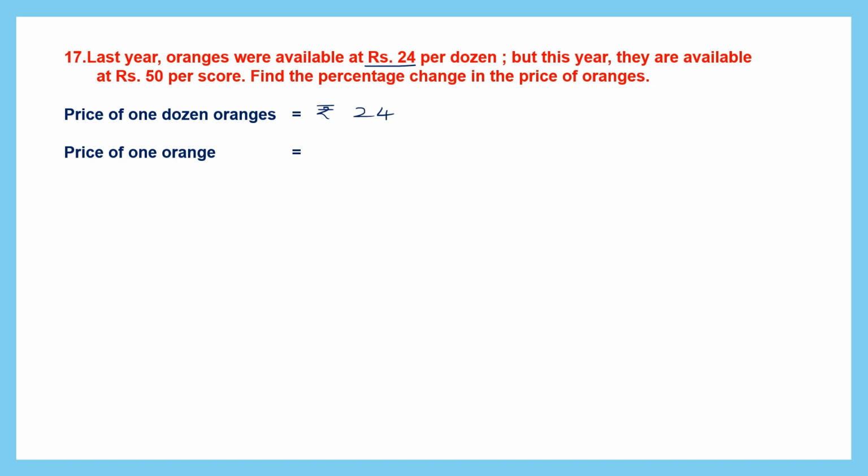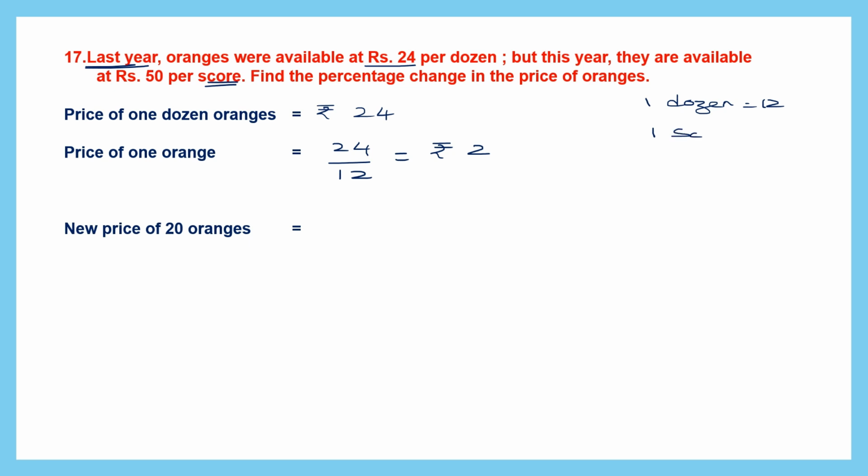So to find the price of one orange, we have to say 24 divided by 12. 24 divided by 12 is 2. So 2 rupees is the price of one orange. Now this was the price last year. Okay, then the new price of one score means 20. We say 1 dozen is 12 and one score is 20.